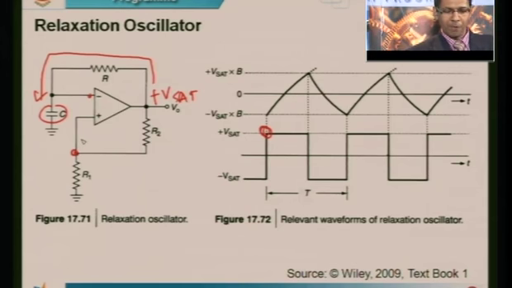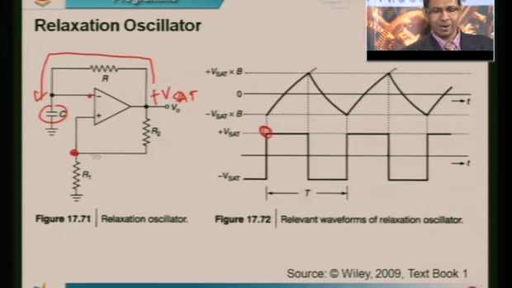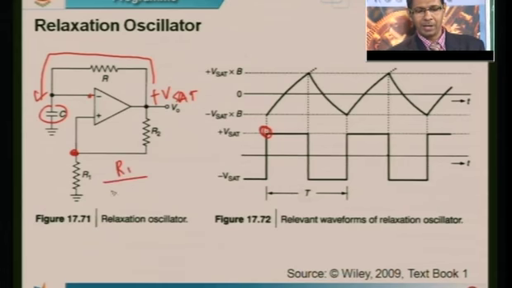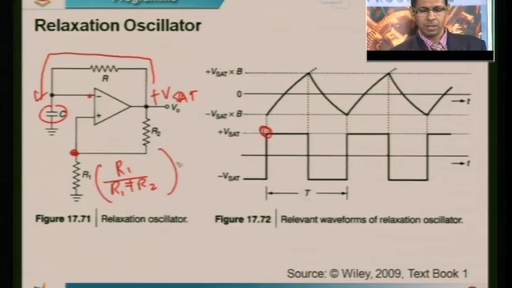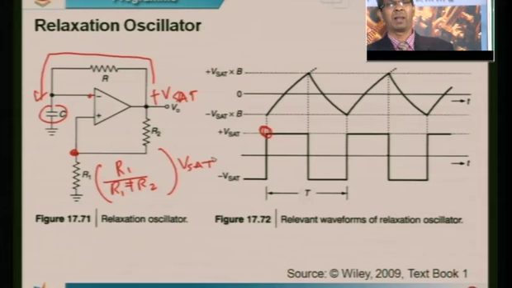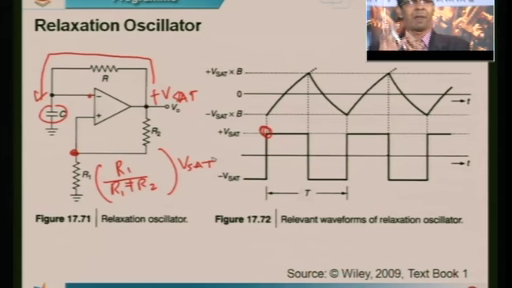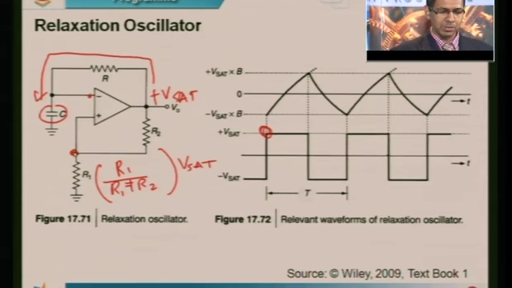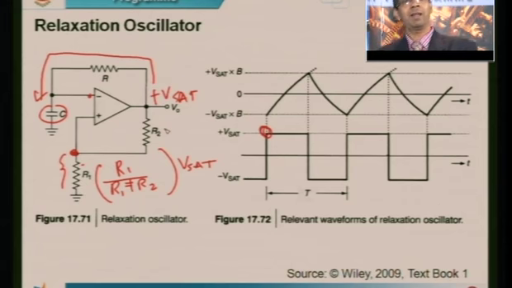So if you want to find the voltage at this point, the voltage is R1 divided by R1 plus R2 times plus Vsat. Yes or no? Because the output is at plus Vsat and you are applying it through a feedback network, a resistive voltage divider, and the voltage at the non-inverting terminal is nothing but the voltage across R1. So the voltage across R1 is R1 divided by the sum of R1 and R2, multiplied by the applied voltage, which happens to be plus Vsat.